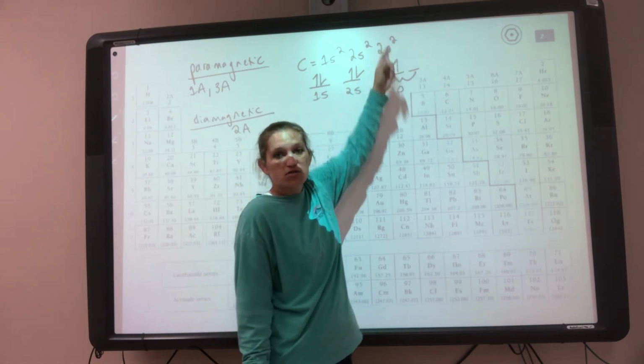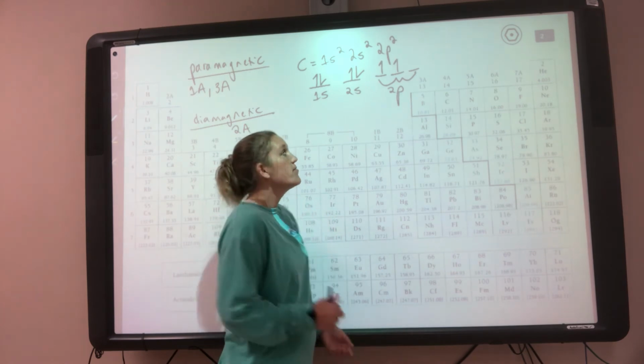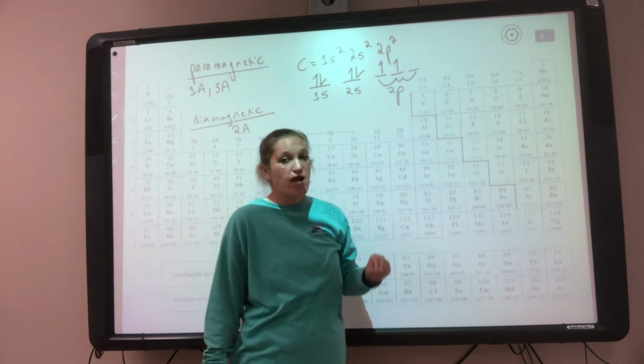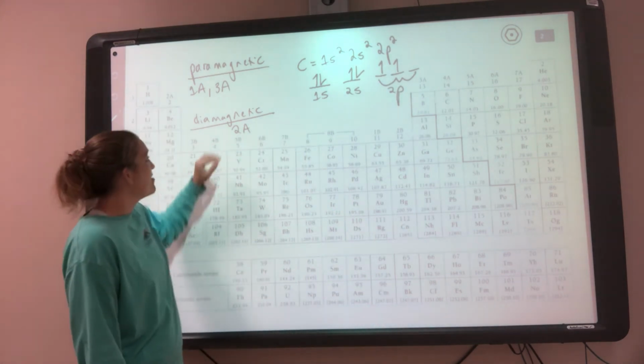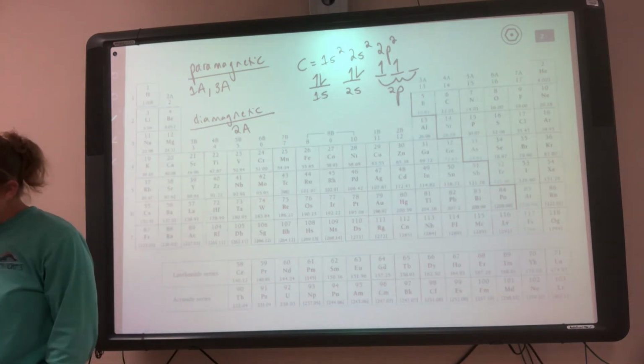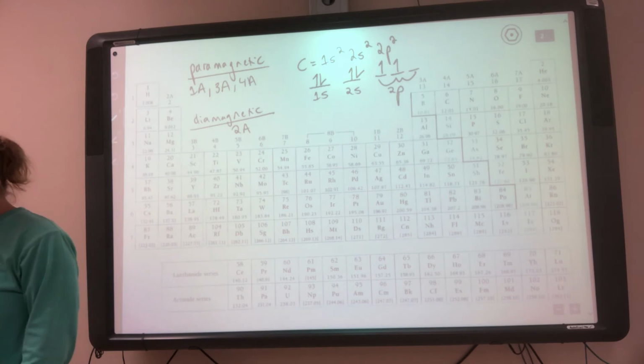Okay? So that's why these pictures help, because if you looked at this, you would think there's 2 p electrons. They must be paired together. Everybody's paired, it must be diamagnetic. But that's not the case. These guys are paired, but I have 2 electrons that aren't paired. So because it's not paired up, it's going to be paramagnetic. So that column, which is column 4A, is paramagnetic.